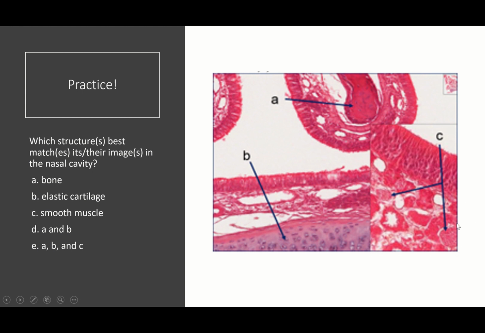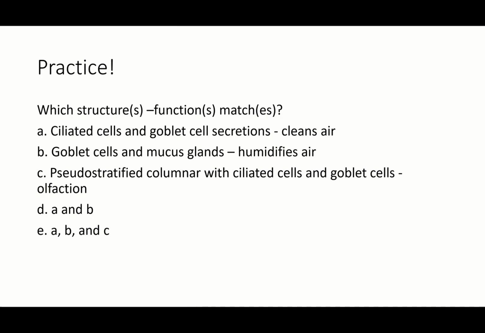C is pointing to these bundles right here, and it's saying that's smooth muscle. That is not correct. Remember, we said this is nervous tissue, right? These are little nerve bundles under your olfactory epithelium, right? Go into your brain to tell you what you smell, and these would be Bowman's glands, right? So the only one that matches would be A.